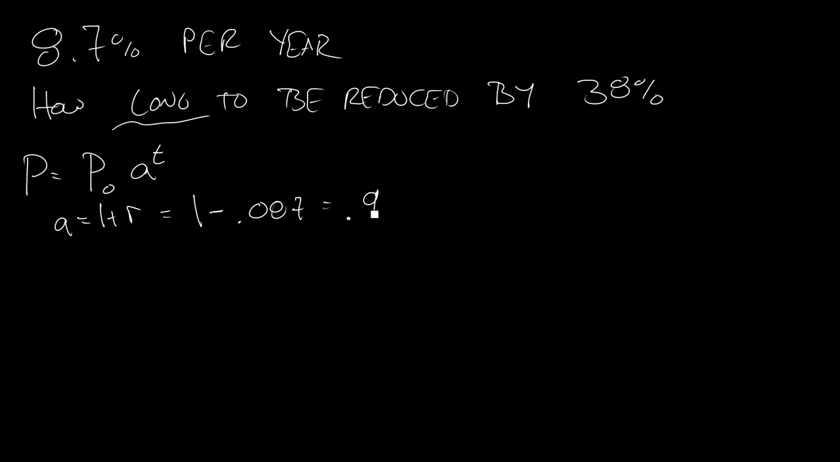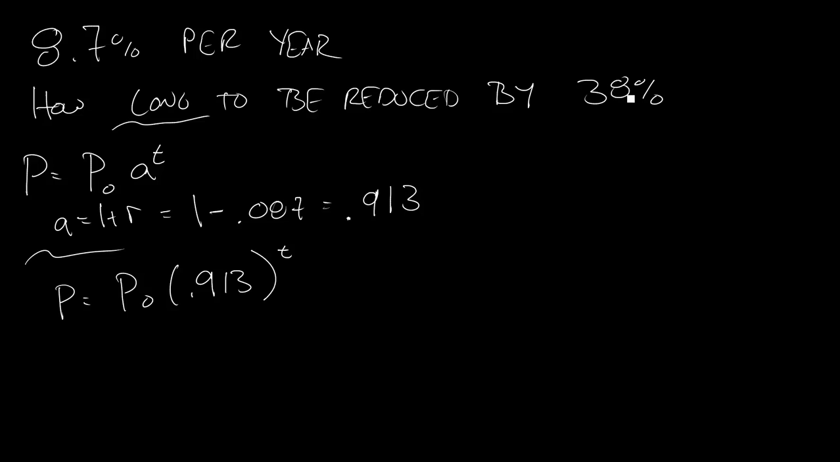0.913. Okay, so now we know our formula looks something like P0 times 0.913 to the t, right? All I've used so far is the fact that this is changing in an exponential fashion, that I'm using my exponential decay formula, and I've inserted this 8.7%.